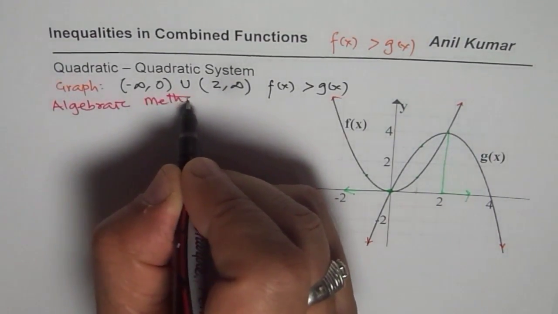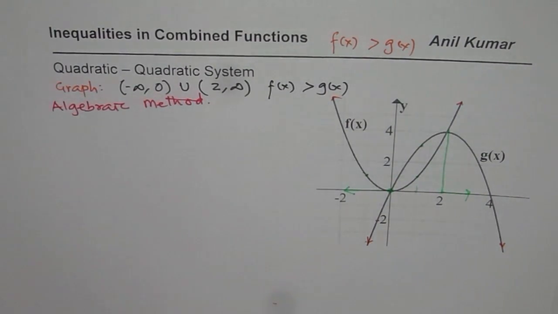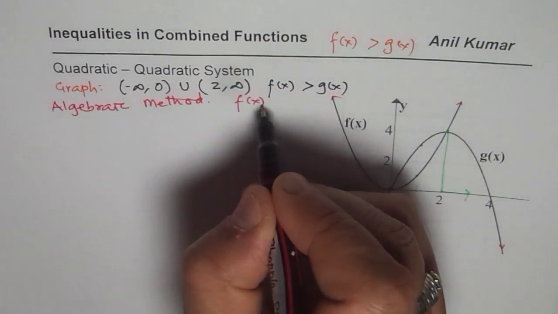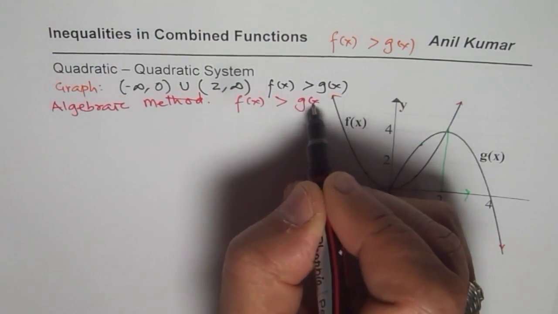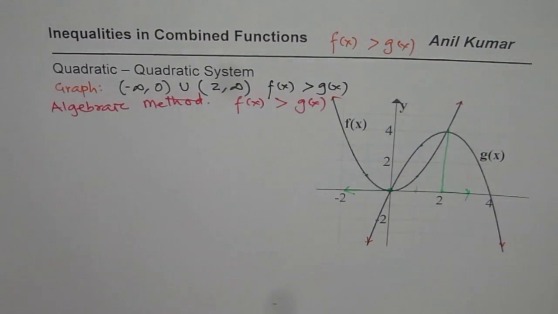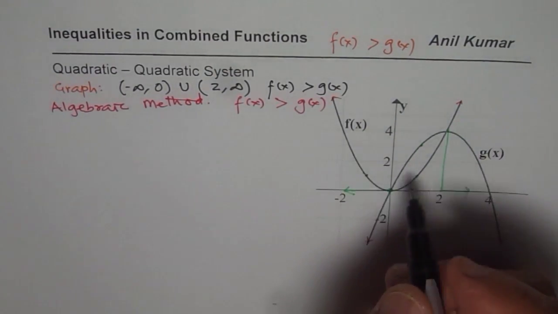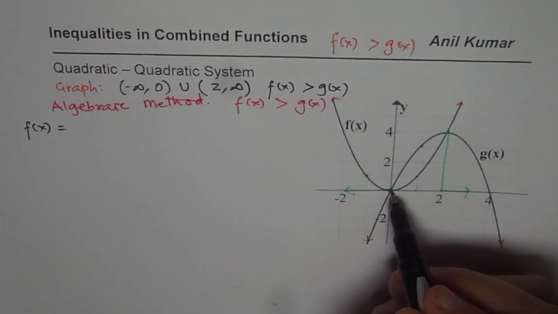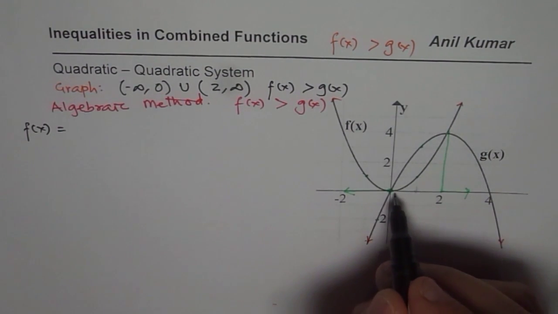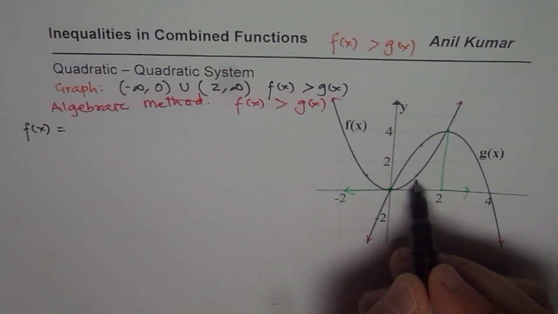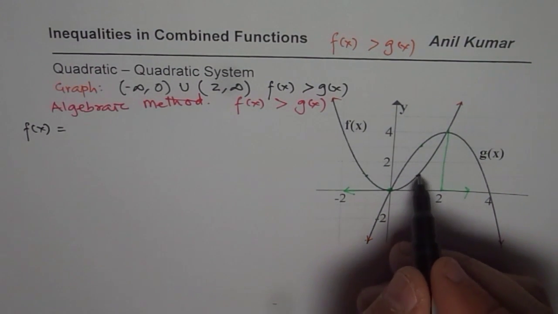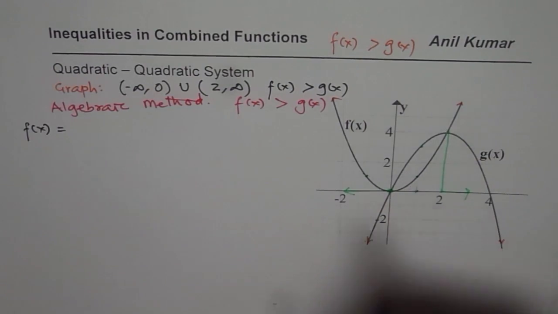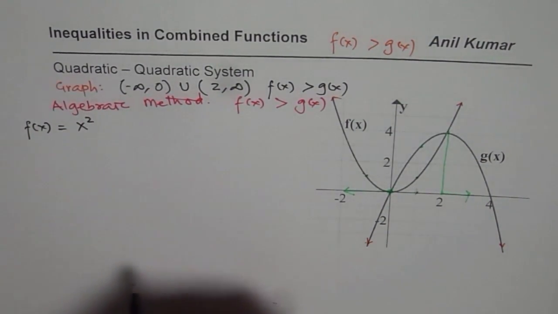Now we will discuss the algebraic method. In the algebraic method, we need to have equations, and then we can solve for f of x greater than g of x, right? So first we should know what f of x is. Let's use the graph to find the equation. From the graph, the vertex of f of x is at 0, so it is an x squared graph. For the value of a, if I move 1 unit to the right, it goes 1 up, so if I place 1, 1 as my point, x squared is my answer. So f of x is x squared.